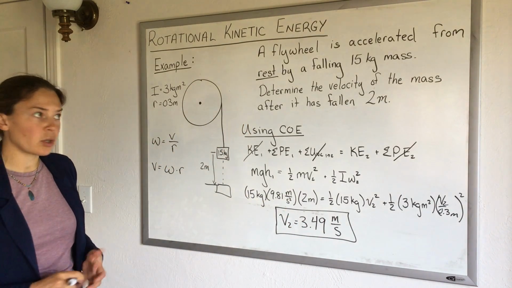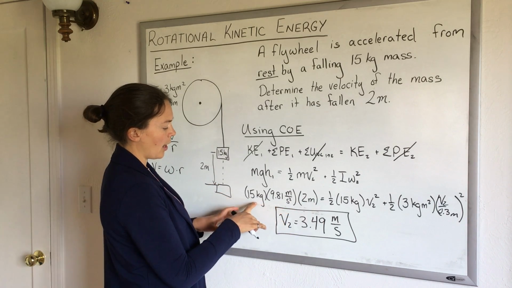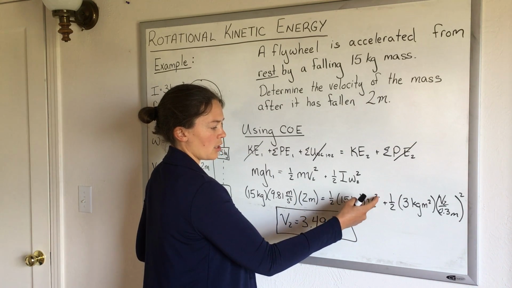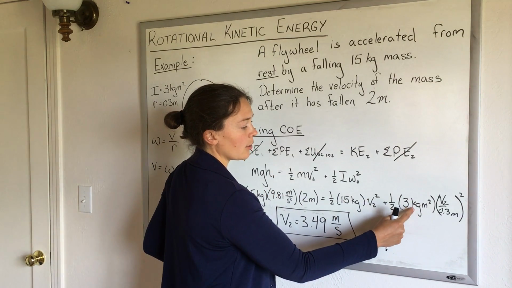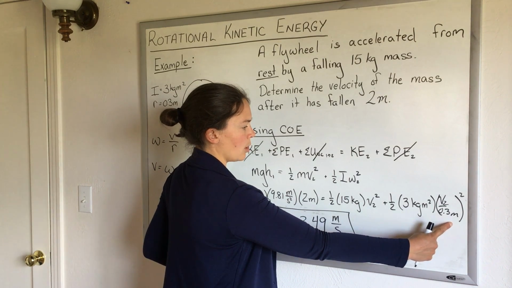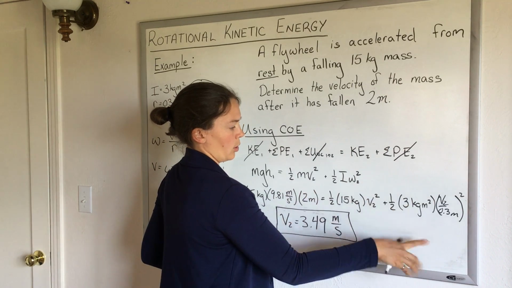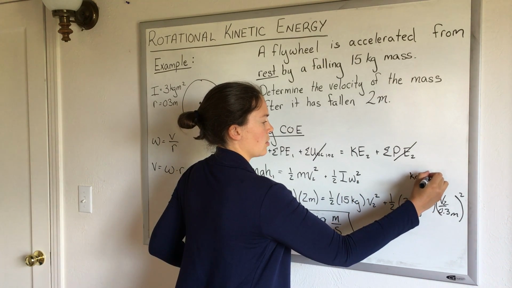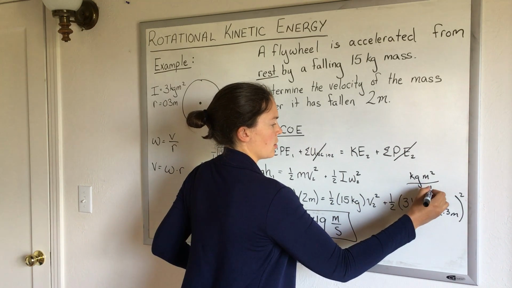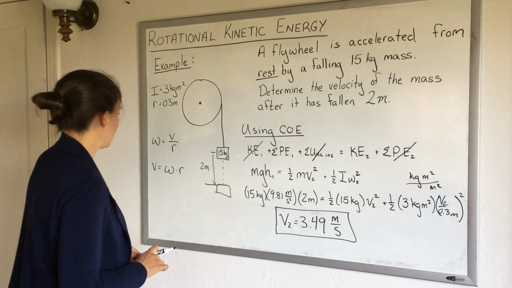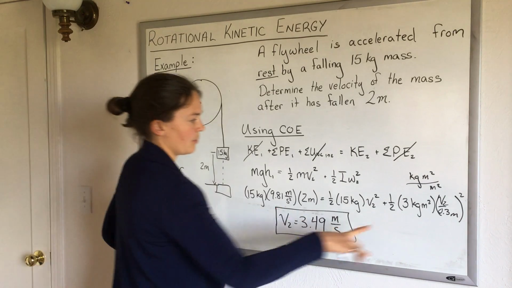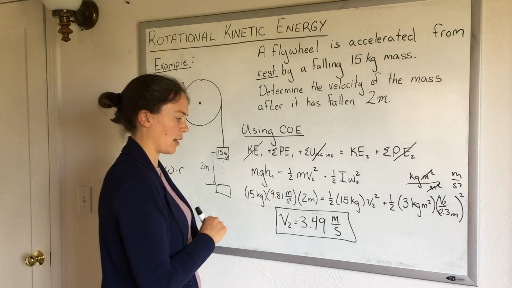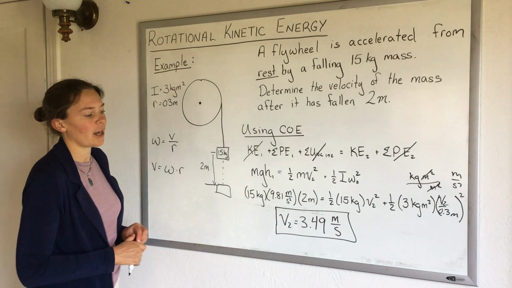I just jumped straight to meters per second, but let's go ahead and check our units as well while we're here. On the left side, I have kilogram meters squared per second squared. And then on the right side here, I have kilograms times meters per second squared times meters, which gives me kilogram meters squared per second squared, so that will work. And here I have kilogram meters squared divided by meters squared, and the meters squared cancel out, so it's still meters per second over there. Whew, glad that worked out. So final answer, 3.49 meters per second.